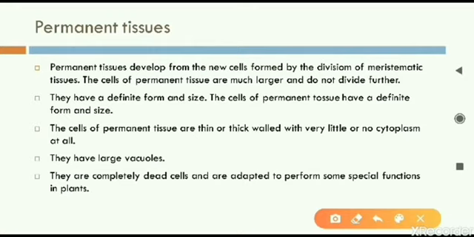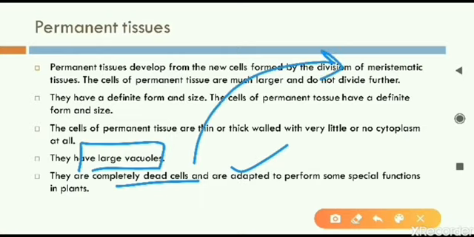Next, the permanent tissues have definite form and size. Their shape is generally fixed because they are not dividing. Next, they have a thick wall, or sometimes a thin wall as well. That depends on the type of permanent tissue that we will see. Let us see the next point. They generally have large vacuoles. What may be the function of vacuoles, we will explore today itself. Then the last point you have to remember: the permanent tissues are dead cells. Yes, that is why they do not divide further.